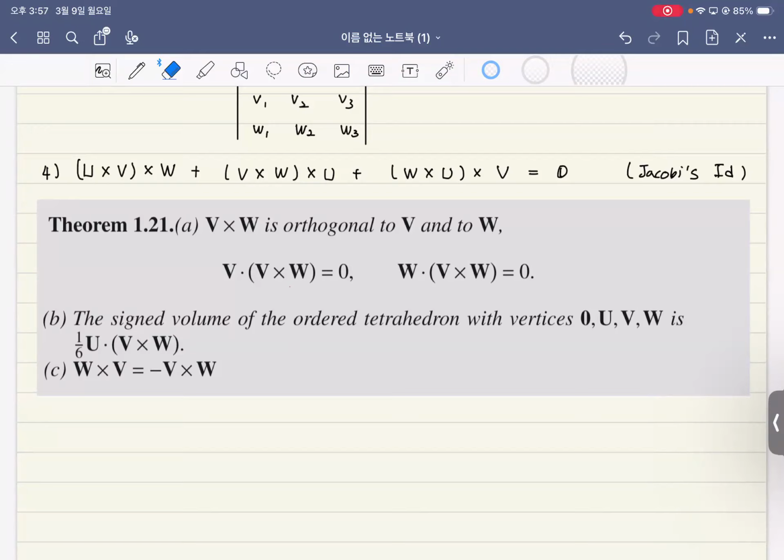And letter B. We have seen this before. Except for the 1/6 factor, this u dot v cross w turns out to be the triple product of u, v, and w. Then this triple product divided by 6 is going to be the signed volume of the ordered tetrahedron that is generated by the vertices u0, u, v, and w.